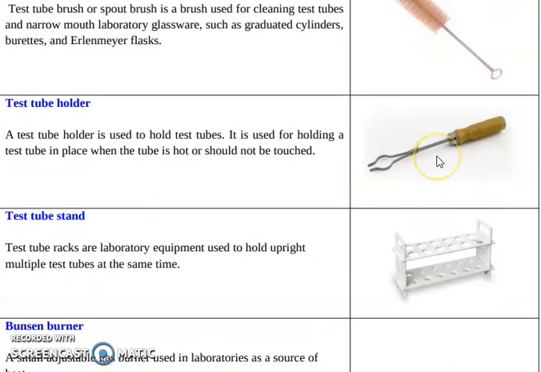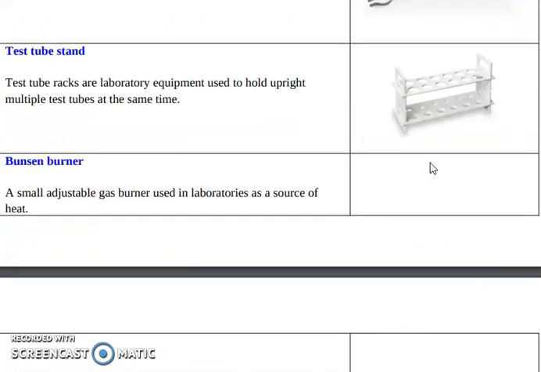Test tube holder. A test tube holder is used to hold test tubes. It is used for holding a test tube in place when the tube is hot or should not be touched. Look at here, test tube stand. Test tube racks are laboratory equipment used to hold upright multiple test tubes at the same time.